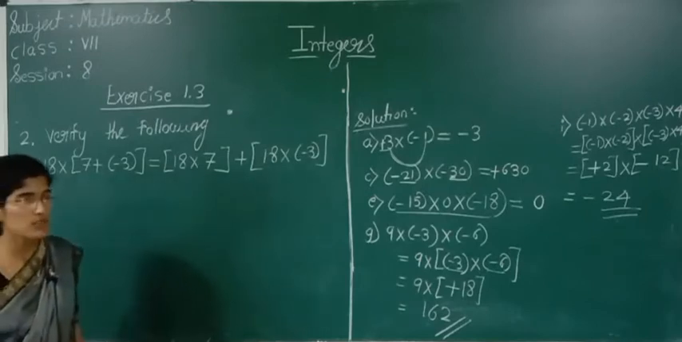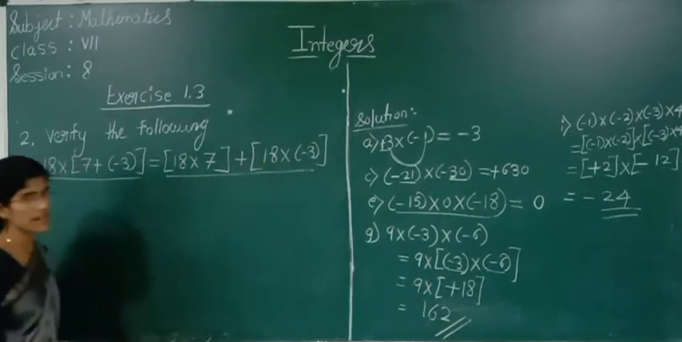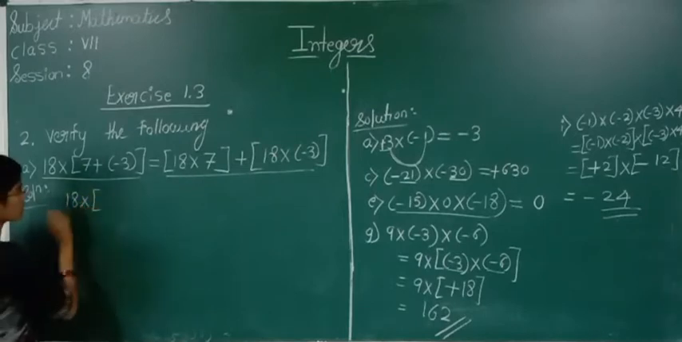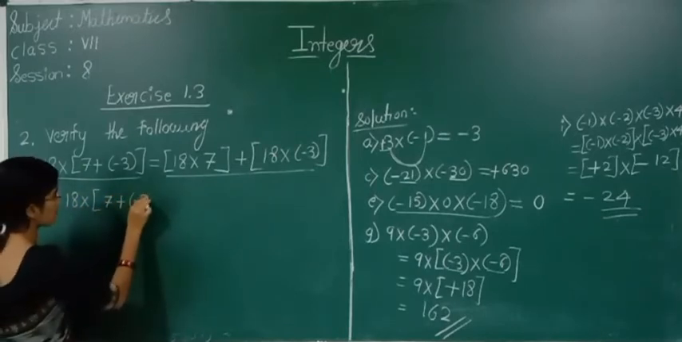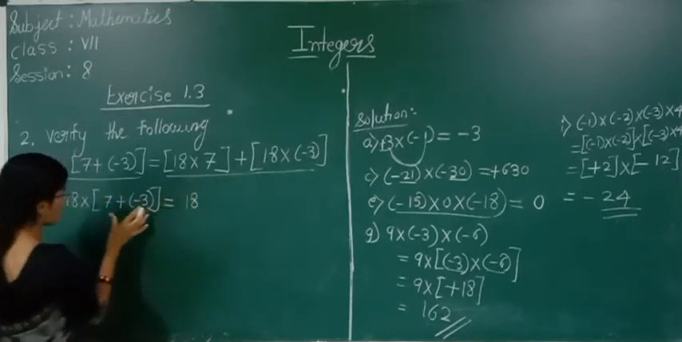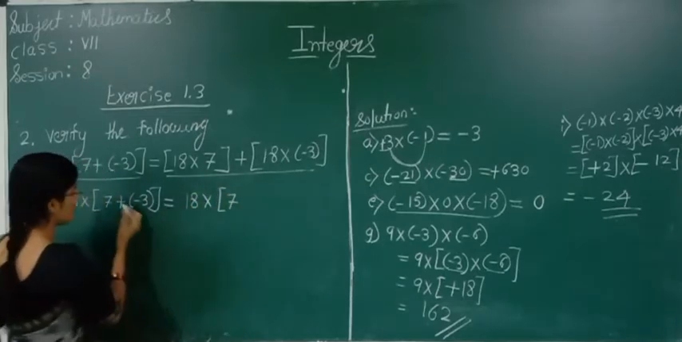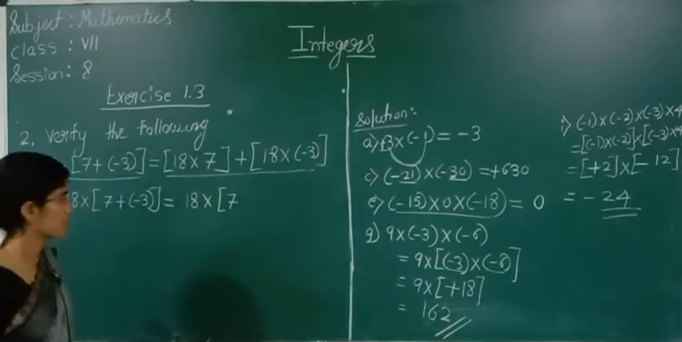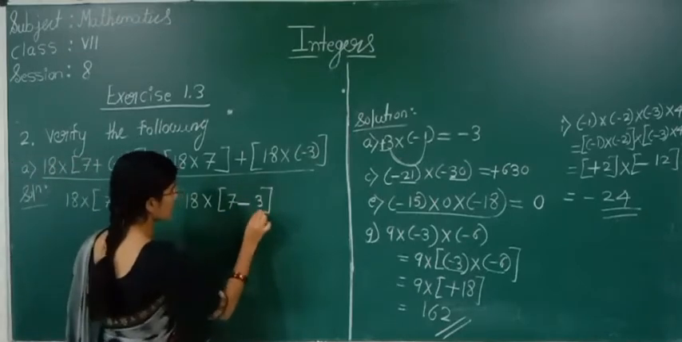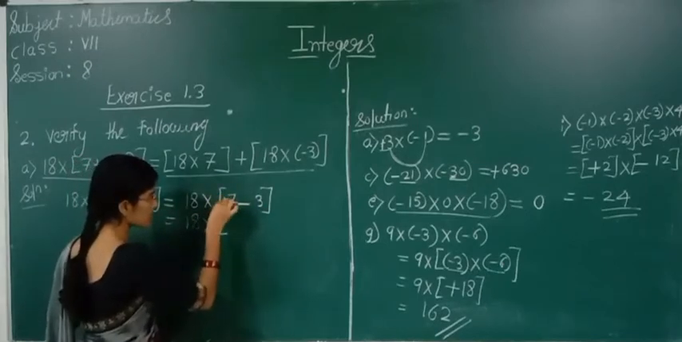Verify the following means we have to show here left hand side is equal to right hand side. Okay. First we will take the left hand side. 18 multiplied by 7 plus of minus 3. So this is equal to 18. First we will remove the bracket, multiplied by 7. Plus minus is minus. Plus minus is minus. It is 3. Okay. 18 multiplied by, here nothing is there, means plus sign will be there.